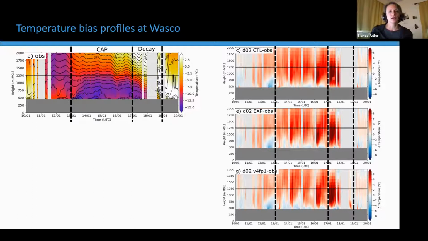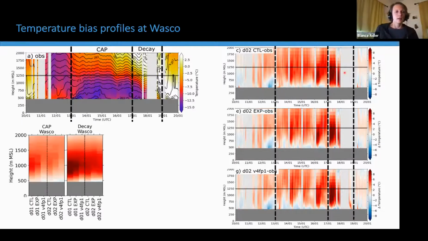During the persistent cold pool and the decay phase, all model versions have a warm bias except for the very lowest few hundred meters above the ground. Now, to make it a little easier to compare all 6 configurations, I computed mean biases for 2 periods. One for the persistent cold pool period, this 4-day period indicated by the dashed lines, and the decay period.